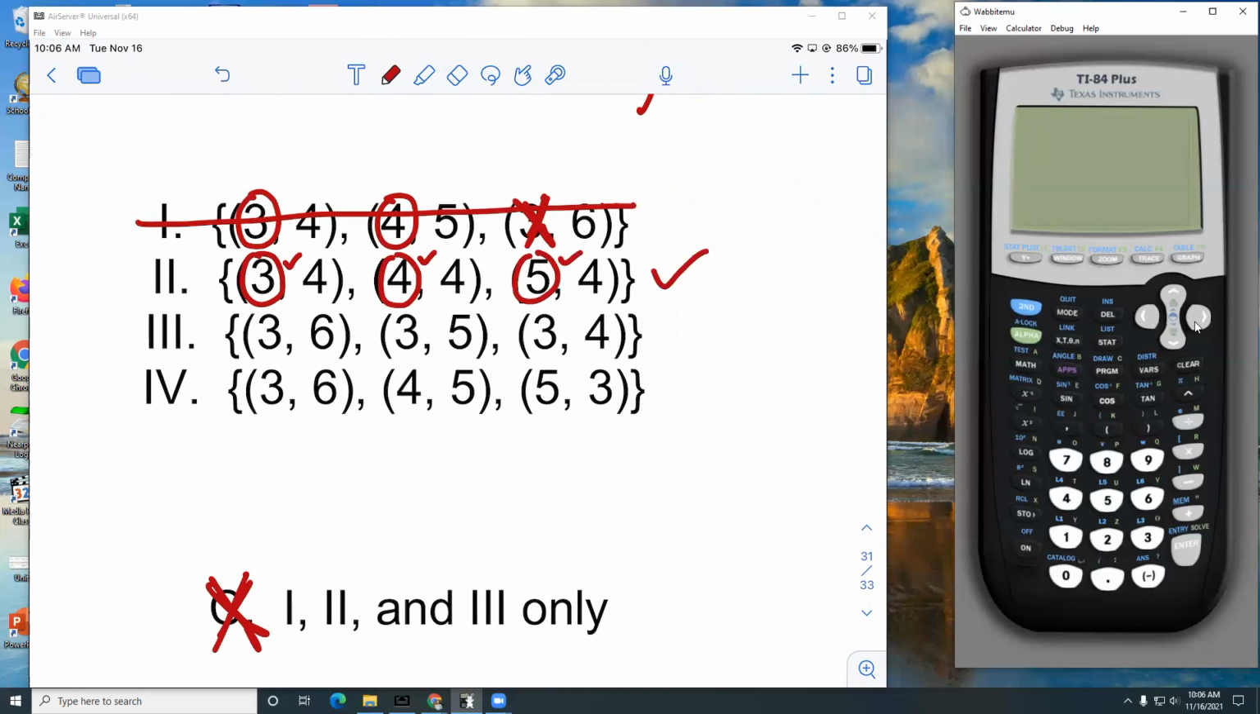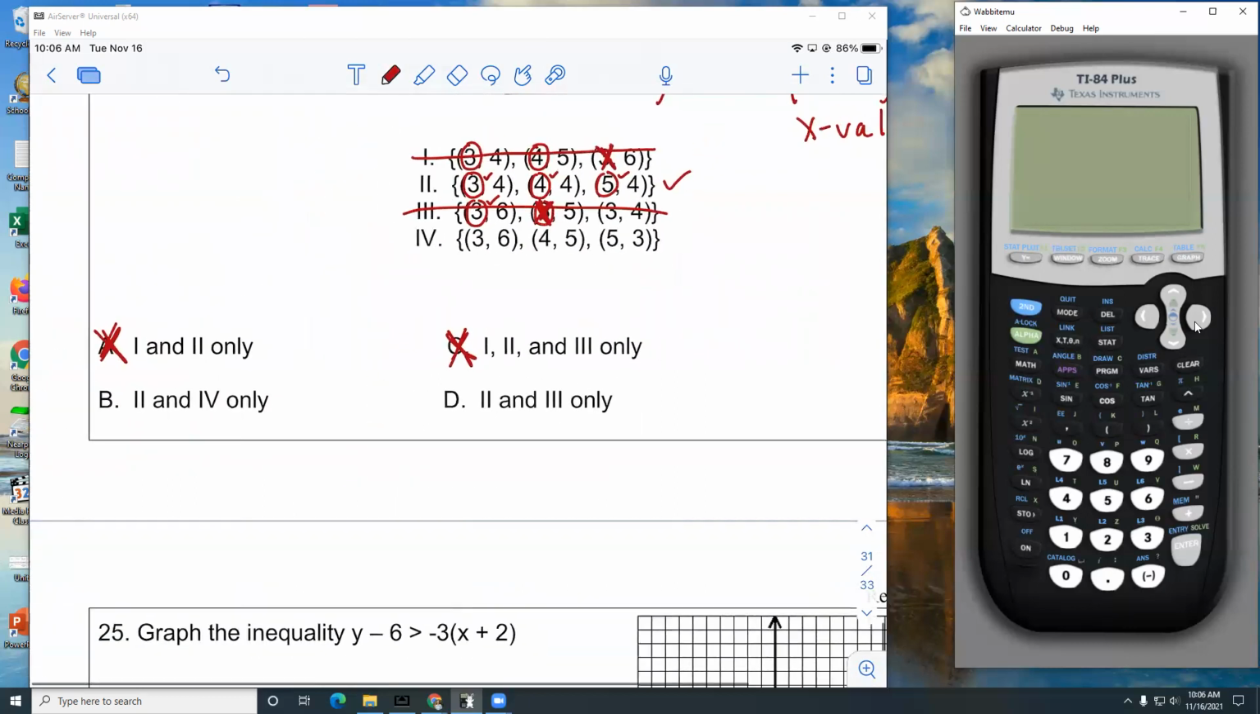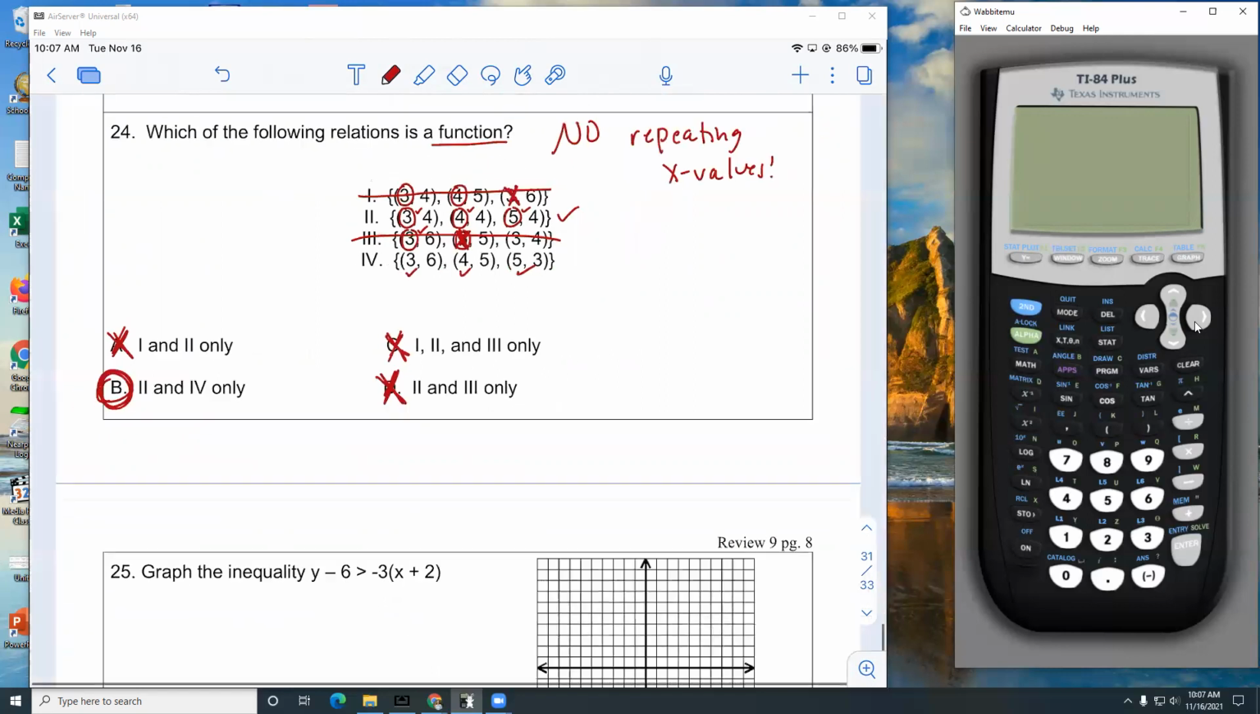I like number 2. All right, look at number 3. Number 3 has 3, but then it also has 3 again. So 3 also cannot work. So that means that answer choice D cannot work, which means B is my only answer because I've got 3, 4, and 5. Those are all different x values.